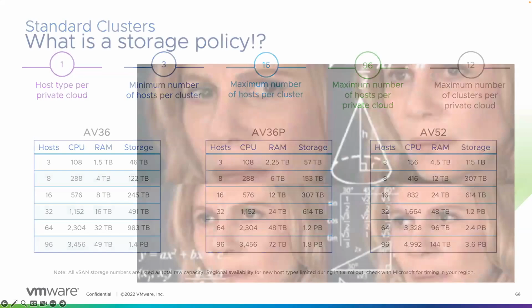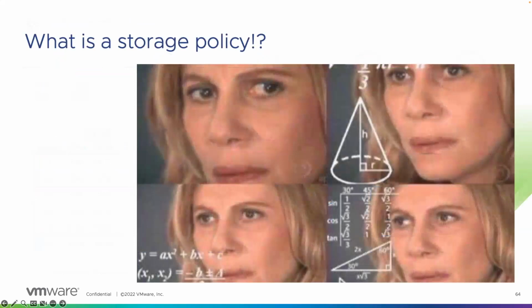Now I want to move on to a storage policy. What is a storage policy? If you know, awesome, you can skip to the next part of this video. If you don't, I'll go over it at a high level. A storage policy is a set of rules and guidelines that govern how digital data is stored, managed, and protected in an organization. A storage policy can include things like RAID, failures to tolerate, and if you're familiar with vSphere, choosing thick or thin provisioning. However, in the case of vSAN for AVS, we will only be able to use thin provisioning.